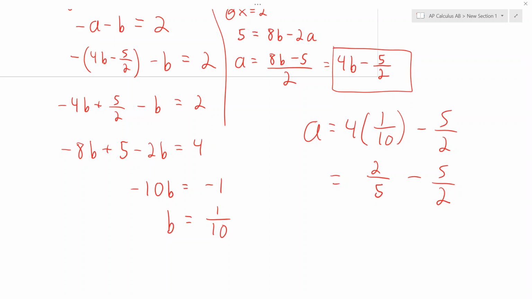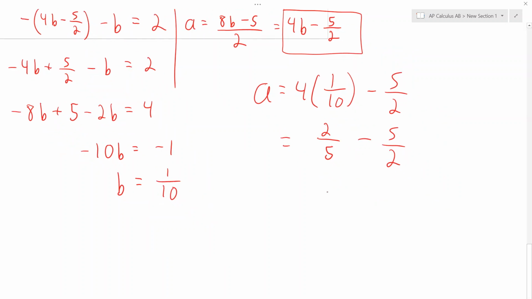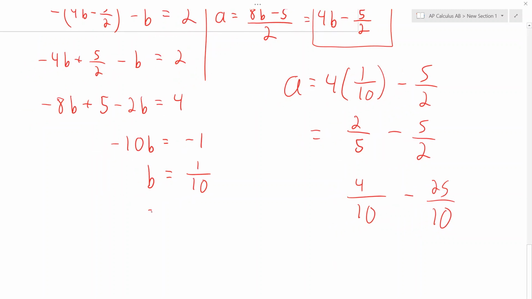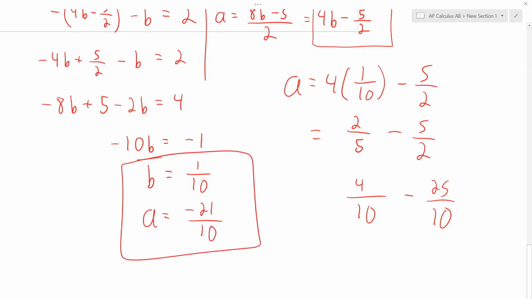Actually, reducing it was not a great plan because I got to get my common denominator back out to a 10. This is the same thing as 4/10 minus, what's this? 25/10. 4 minus 25 is negative 21. So A would have to be negative 21/10. And if that happens, then my graphs will meet.